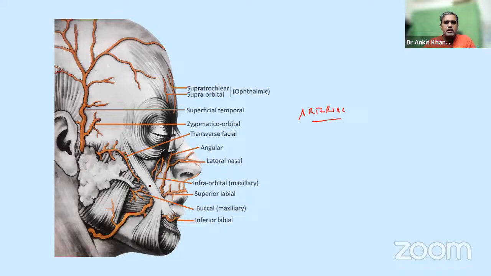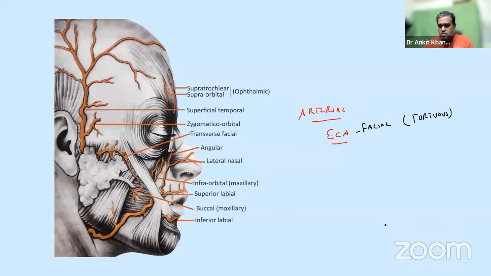Okay, so the main artery which supplies the face is the external carotid artery. Which artery? The external carotid artery. A couple of branches arise from it, and the main branch which supplies the face is the facial artery. This facial artery is a tortuous vessel. Identify the facial artery over here.